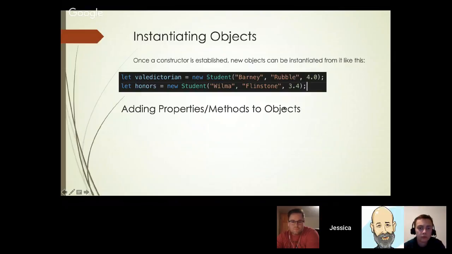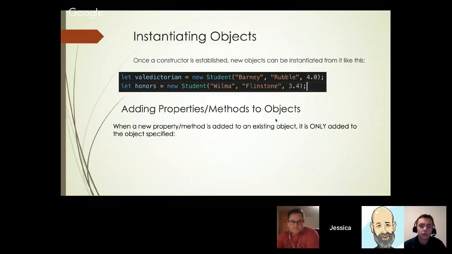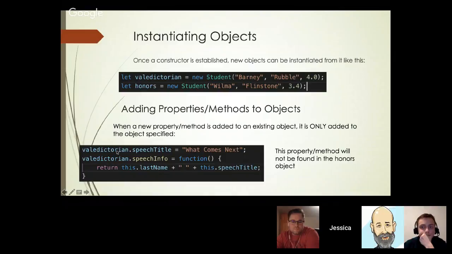You can add properties or methods to objects, but it would only be added to the object specified. So once the valedictorian and the honors student are instantiated, you would do something like this. The valedictorian has a speech title called what comes next, and then here's the function to retrieve the speech title. But this property and function will only be located in the valedictorian's object. It would not be located in the honors object. Once they're instantiated, they're separate. Does anybody have any questions about that?